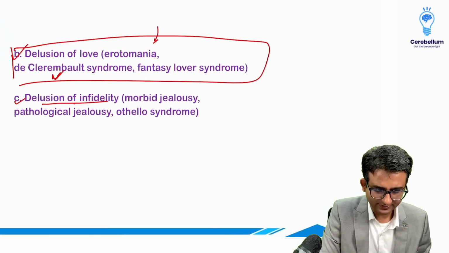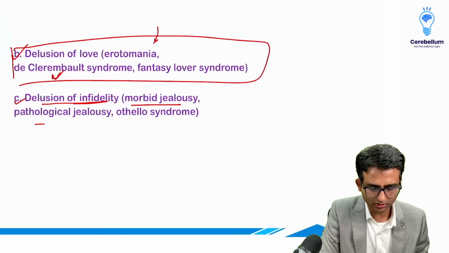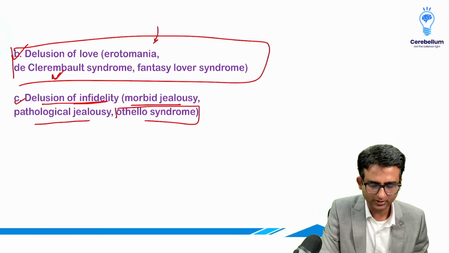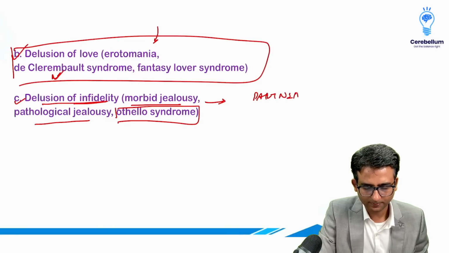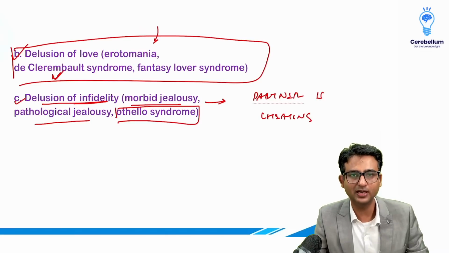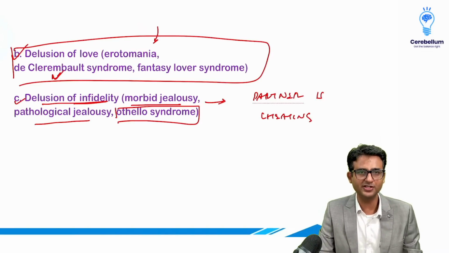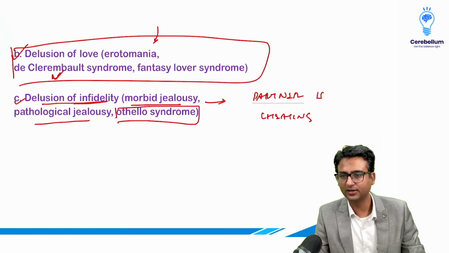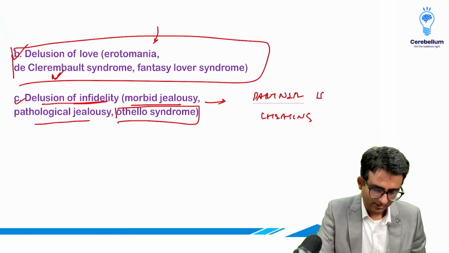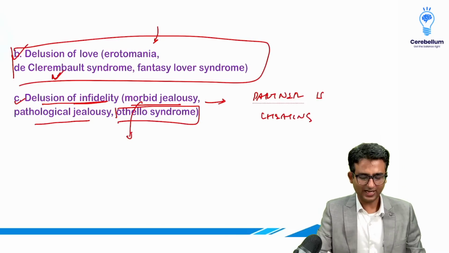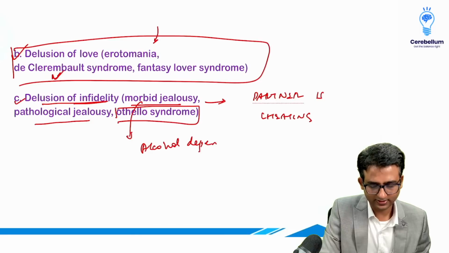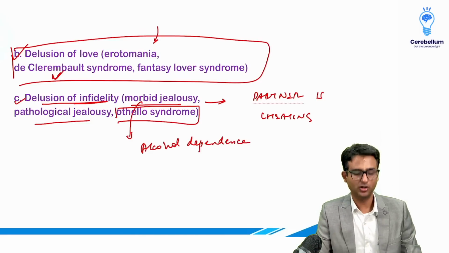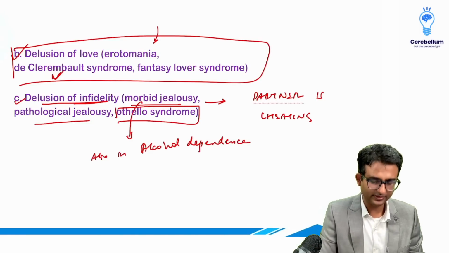Delusion of infidelity, also called as morbid jealousy, pathological jealousy, or Othello syndrome. What is it? Partner is cheating. Patient thinks that the partner is cheating. My wife is cheating. My husband is cheating. My girlfriend is cheating. My boyfriend is cheating. Partner is cheating on me. Right? Morbid jealousy can be seen in patients who have alcohol dependence. It can be seen in patients who have psychotic disorders, also in alcohol dependence. Important point.